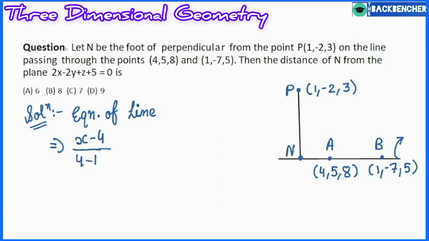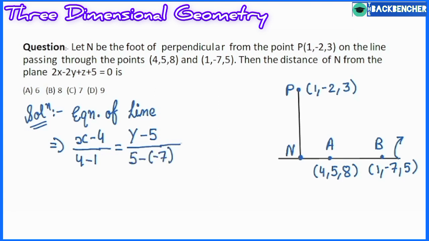Similarly in the y part, the y coordinate of the first point is 5, so that is y minus 5. For the direction ratio, the y coordinates of the two points are 5 and -7, so the difference is 5 minus (-7). After that we do the same with the z coordinate: z minus 8, upon the difference of the corresponding z coordinates, that is 8 minus 5. So let's simplify it further.